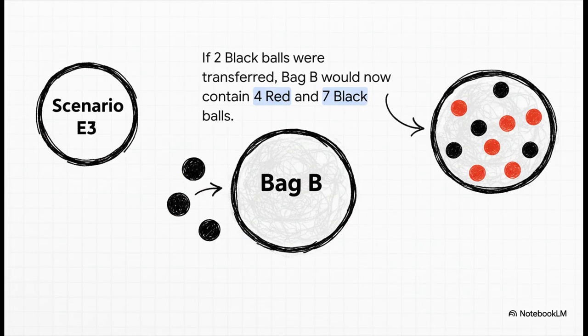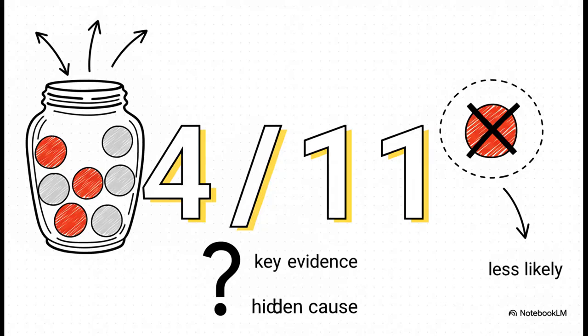And now for our final possibility, our long shot, E3. What if it was 2 black balls that got moved? That would leave bag B with only 4 red balls, but a total of 7 black ones. And in this world, the odds of drawing a red ball are only 4 out of 11. So scenario E3 does the absolute worst job of explaining our clue. It makes the evidence we actually found seem pretty unlikely.